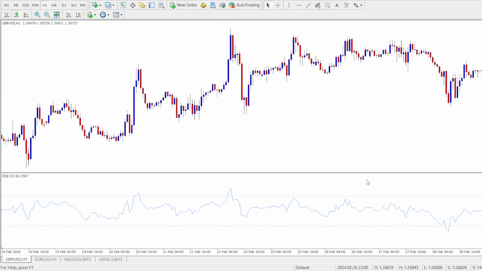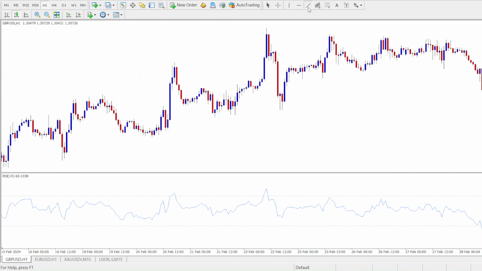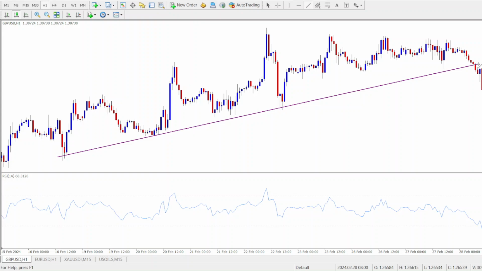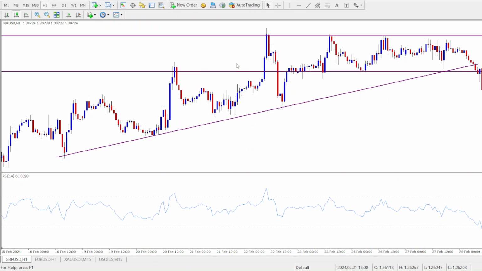When you are using the RSI for confirmation, we are going to be combining price action with it. So let's say we are trading with trend lines, horizontal support and resistance zones, and candlestick patterns. Now we had a buy signal here because this is a trend line, and we had a first touch, a second touch, and then at the third touch, this would have been a buy signal.